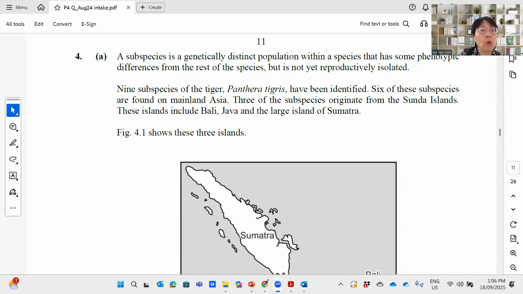So we will continue with question number 4. Question number 4, quite a lot of things to learn. Then let's read together. Question number 4. Okay, so let's read the passage first.